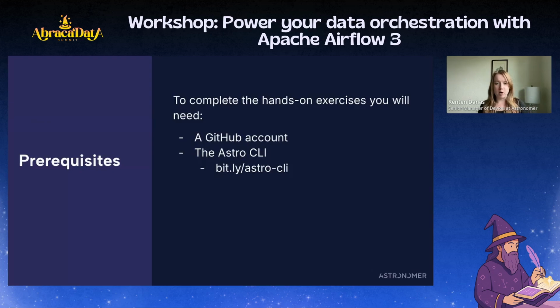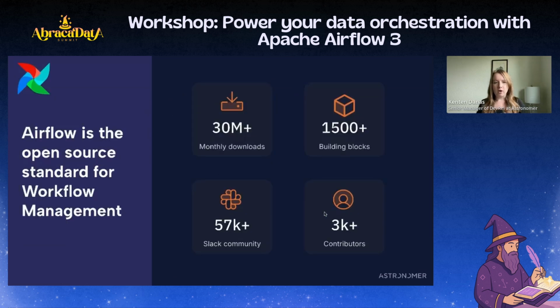We also, in the repo that I'll be sharing later, have an option for running this with GitHub Codespaces. So you will have that available to you as well if you can't use the Astro CLI for some reason. But you will need to run Airflow locally and fork the repo that I'll share in a little bit. So if you need to do any prep to get yourself set up, you can go ahead and do that now. Okay, but like I said, I will start with a little bit of background.